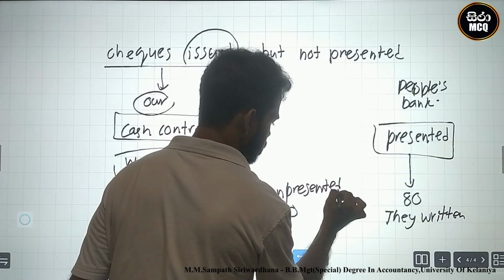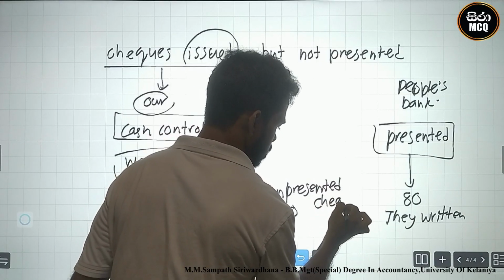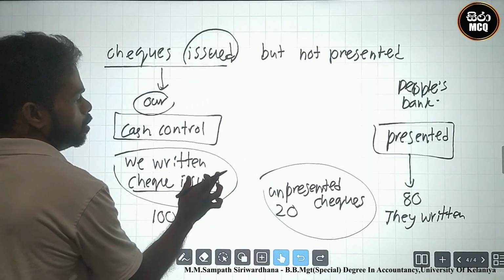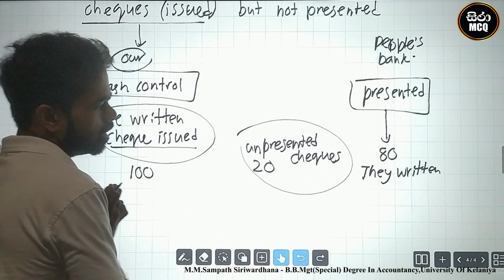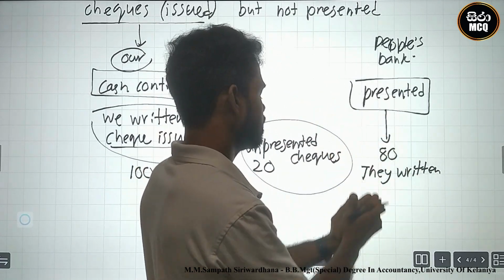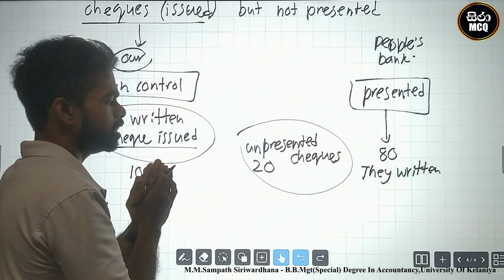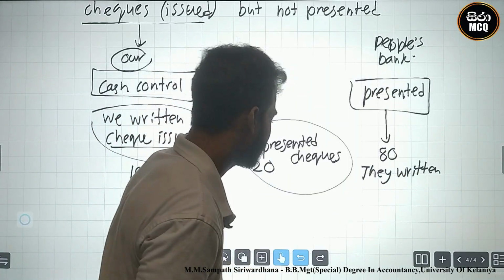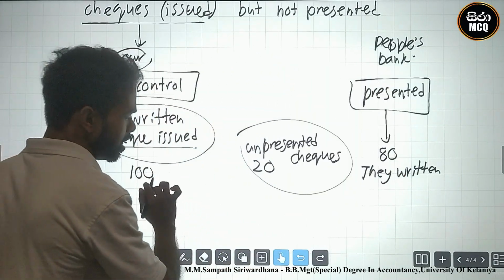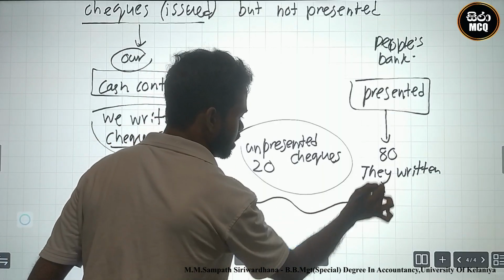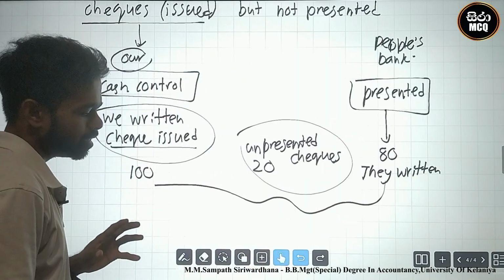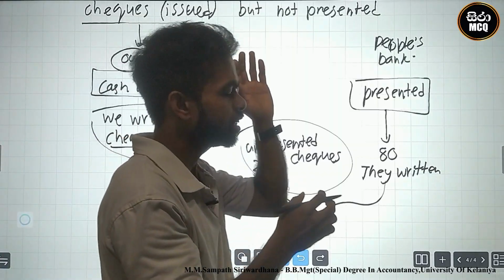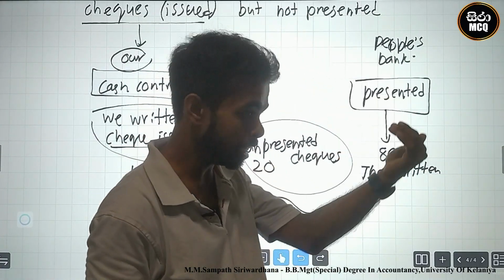Unpresented checks. The gap between the check amount we issued and the check amount they wrote, the presented check amounts, is the unpresented checks. Okay, we must identify the gap between our issued checks and the presented checks on the bank statement.